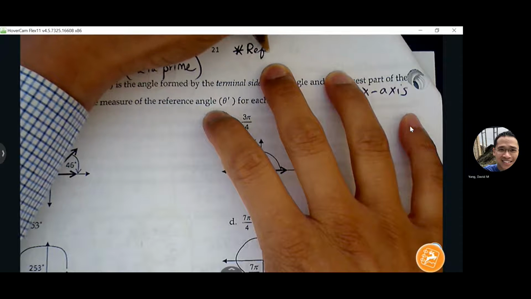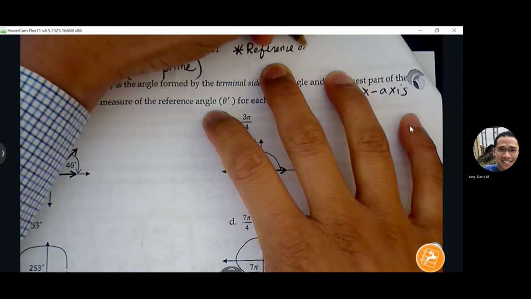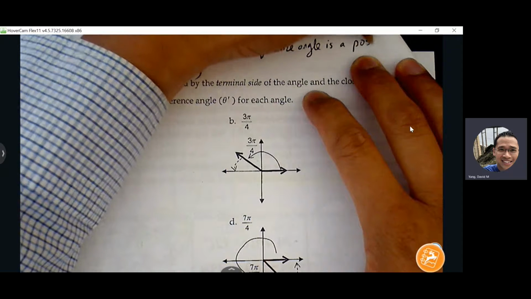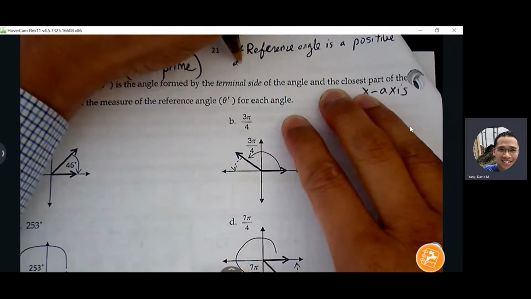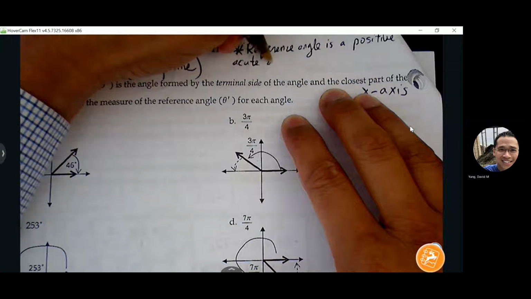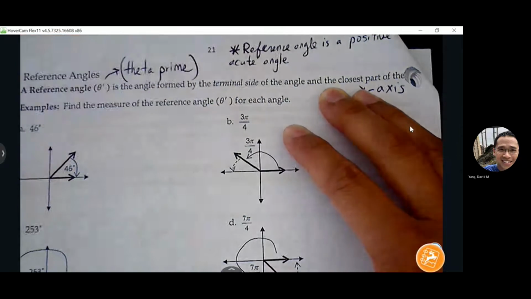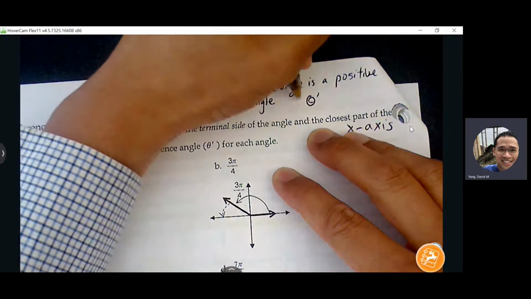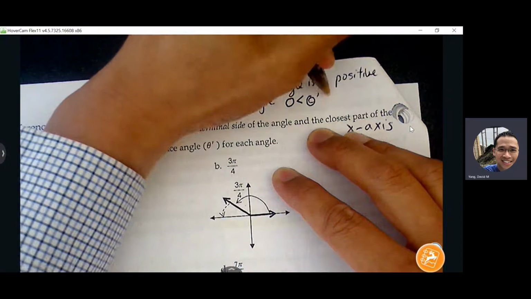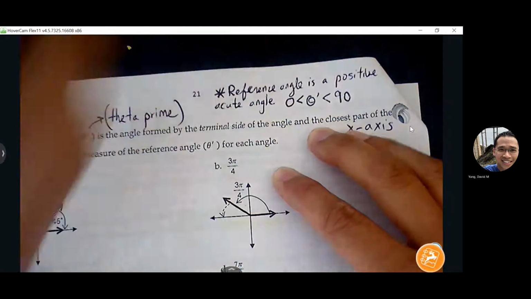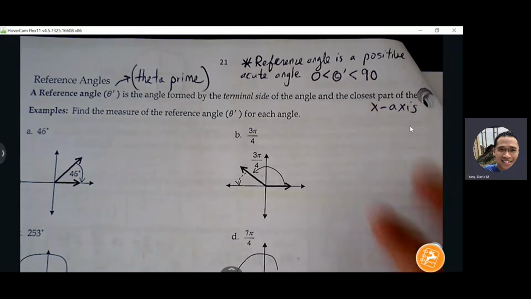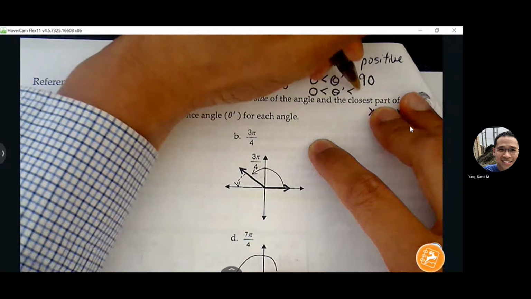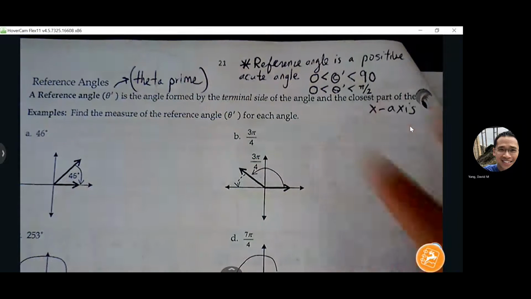Reference angle is a positive acute angle. What that means is that my theta prime is going to be a positive number between 0 and 90. That's what a reference angle is. Okay. Or if you're in radian form, it's between 0 and pi over 2. Or 1/2 pi.